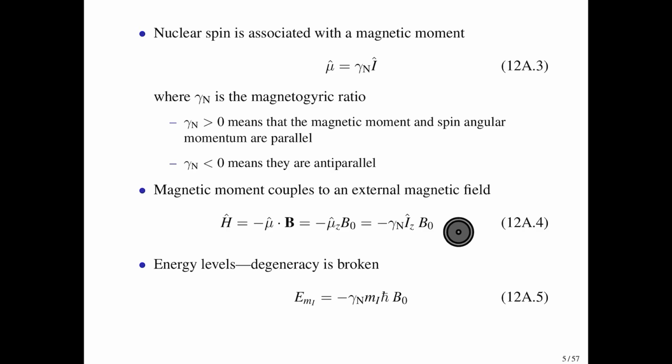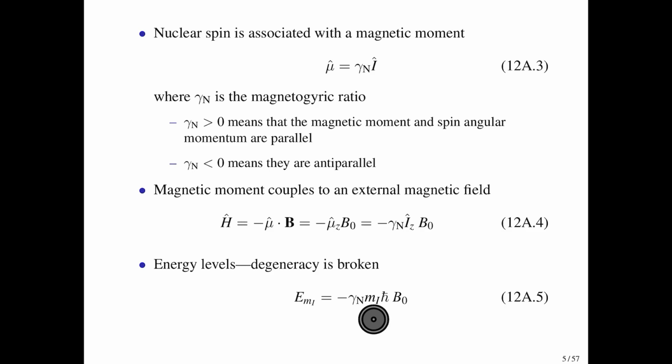nucleus's magnetic moment. You can calculate the energy levels. The energy levels of this Hamiltonian will be identical, or the states would be identical, to the eigenstates of the z component of the spin angular momentum. And so we wind up with these eigenvalues here, where the action of Iz gives us the quantum number m sub I times h bar.